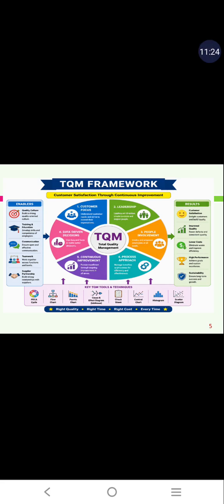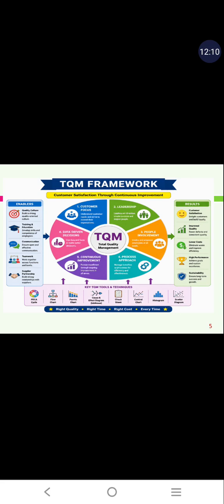In our picture you can see a few of those key TQM tools and techniques. You can see the PDCA cycle, flow chart, Pareto chart, cause and effect diagram, check sheet, control chart, histogram, and scatter diagram. Here in general they have given some key TQM tools that are used. Generally we have the old tools as well as the new 7 management tools. These will be covered in detail in chapters 2, 3, and 4.